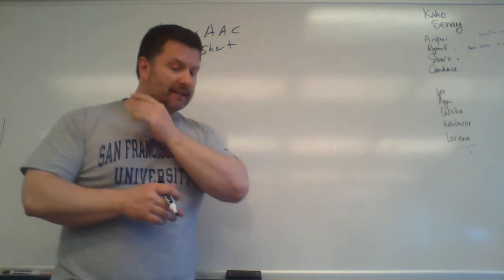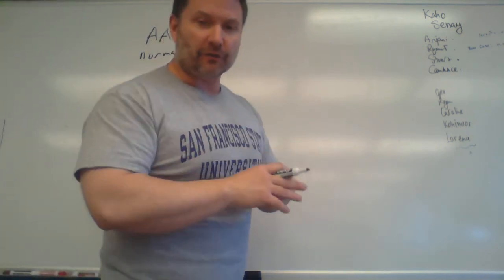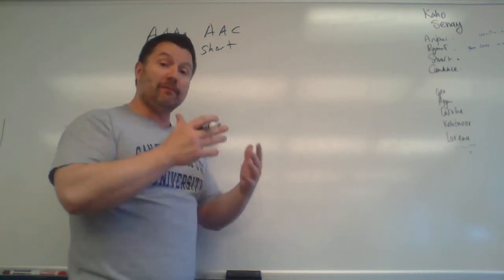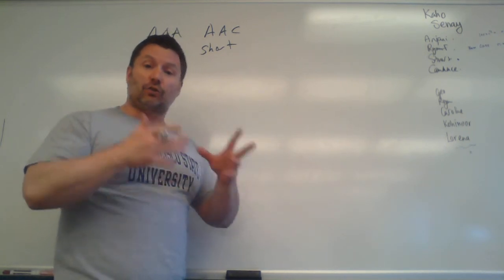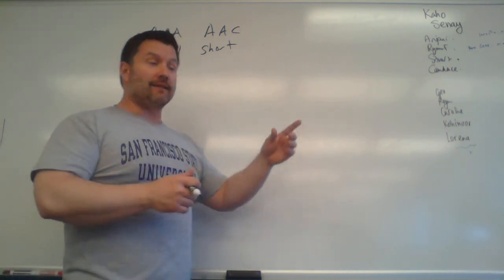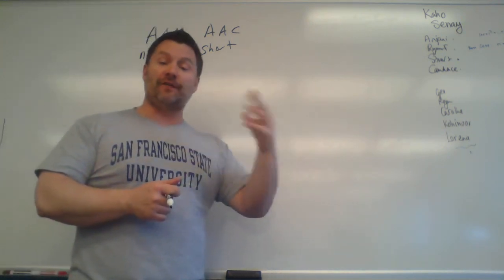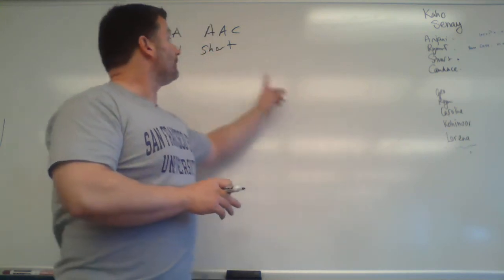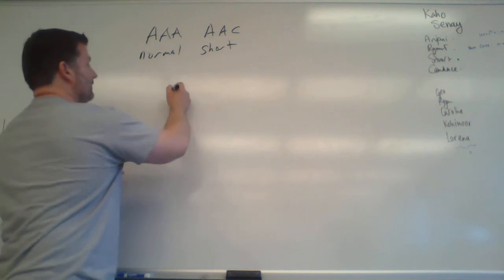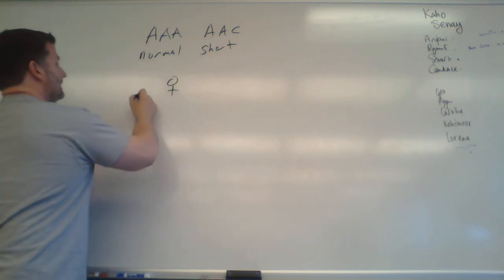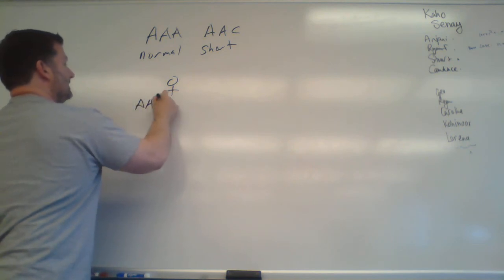So let's put this in a little bit of perspective. Let's say hypothetically there's a question, and you have a female that has short fingers. Okay, well, what do we know by that? We know that it's recessive. So if I tell you that the phenotype is short fingers, and I know that's recessive, that means they have two copies of the short allele. So that means we have a female, and they are AACAAC.